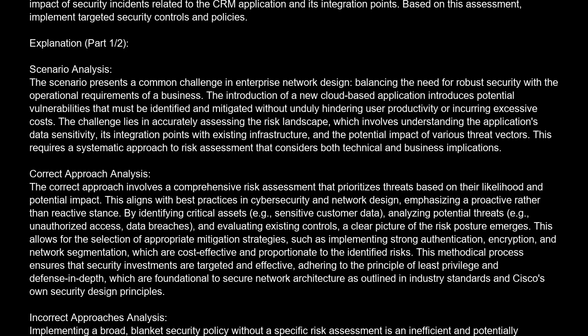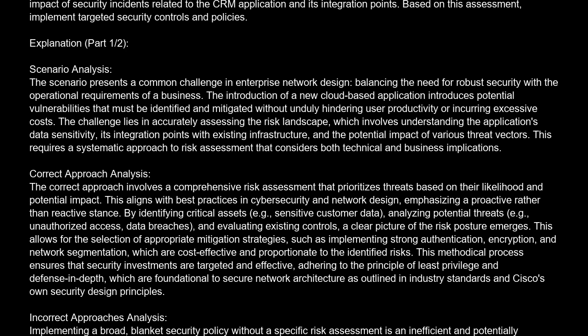Correct approach analysis. The correct approach involves a comprehensive risk assessment that prioritizes threats based on their likelihood and potential impact. This aligns with best practices in cybersecurity and network design, emphasizing a proactive rather than reactive stance. By identifying critical assets, e.g., sensitive customer data, analyzing potential threats, e.g., unauthorized access, data breaches, and evaluating existing controls, a clear picture of the risk posture emerges.